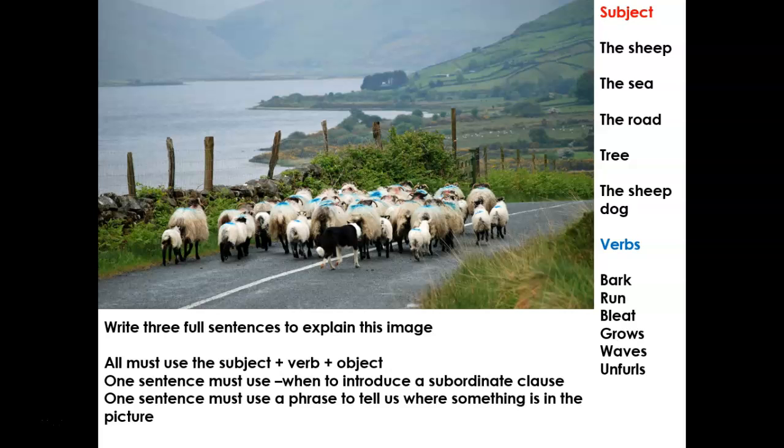So we could say the sheep were walking on the road. So there's the phrase on the road telling us where the sheep are, and that's going to give us our where phrase. So guys, 3 sentences, all using subject, verb and object. 1 using a when to introduce a subordinate clause, and 1 using a phrase to tell us where something is. But I also challenge you to be as creative and descriptive as this picture inspires you to be, guys, okay?